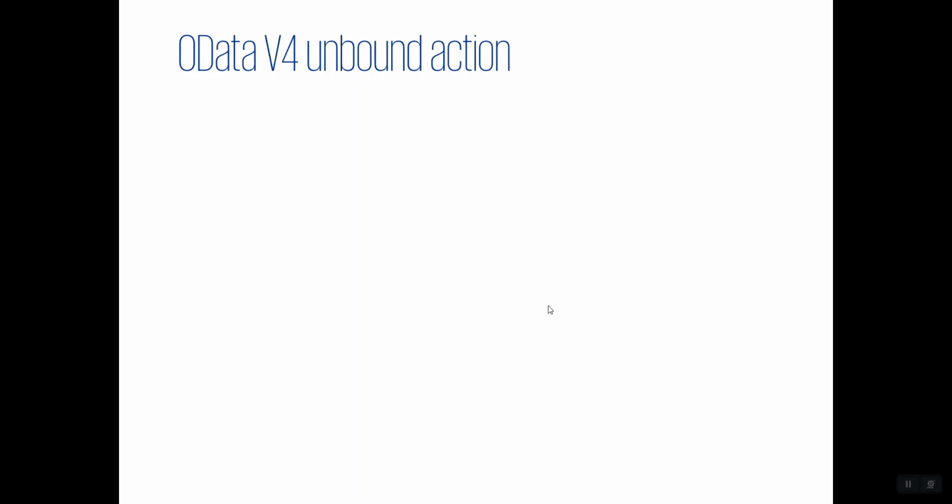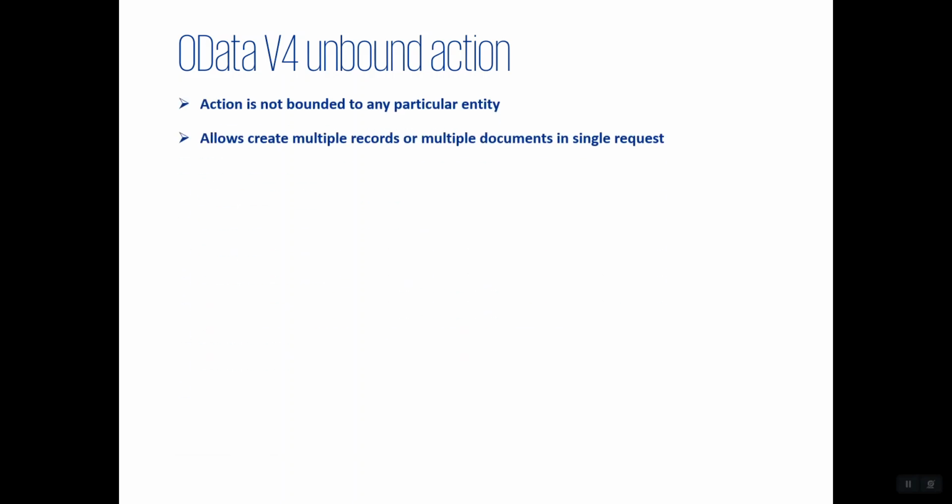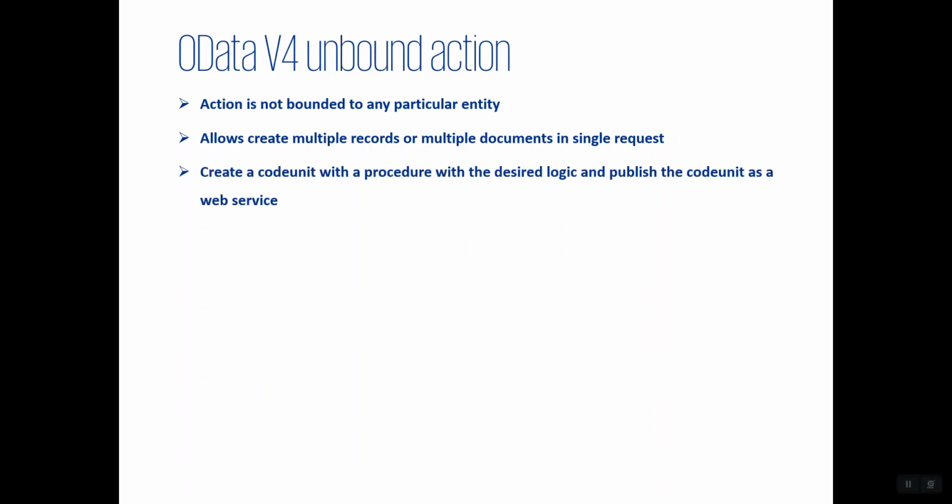What are unbound actions? An action that is not bound to any particular entity allows us to create multiple records or multiple documents in a single request. This is the main important thing. From the standard API, we cannot create multiple records with a single request. Suppose I want to create 5 customers, then from my application I have to send a POST request to Business Central 5 times. With unbound actions we can do it with a single request itself.